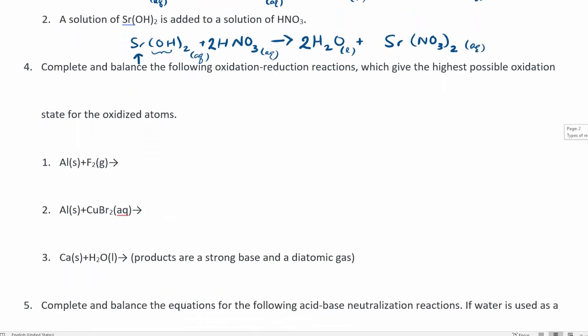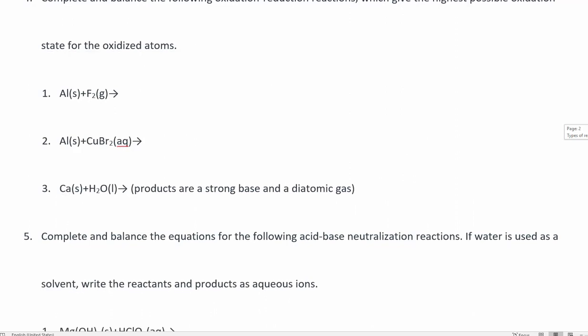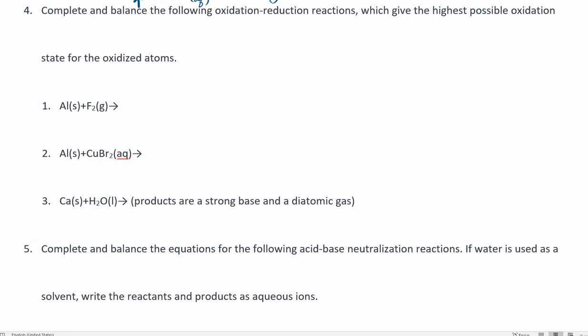Number 4, we're going to complete and balance these redox reactions. We're going to give the highest possible oxidation state for the oxidized atoms. Well, what does that mean? That means the metal is going to be the highest state possible if it can be more than 1. So my aluminum is going to make a +3, and when aluminum makes a +3, that means I need 3 fluorine anions in order to balance that charge. So aluminum fluoride would look like this.